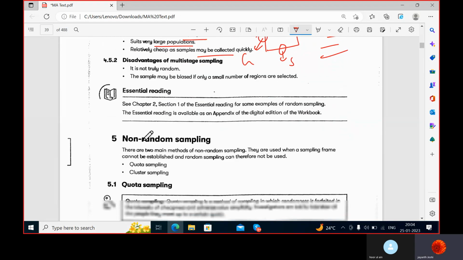Now, some disadvantages it may have. It is not truly random because, as you know, the area was finalized. Out of that, some five lanes were finalized and one out of that can come out. So the sample may be biased if only a small number of regions are selected.